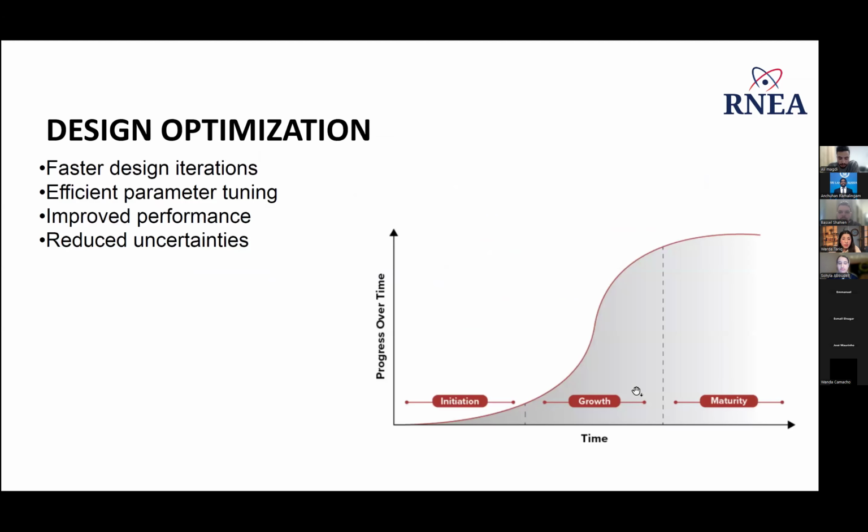So let's talk about design optimization. AI can help with optimization, which means improving the reactor design and operation. First, it enables faster design iteration. Second, it helps with parameter tuning, and third, it can lead to improved performance, better tuning, and faster testing, and it can improve the efficiency, reliability, and system behavior.